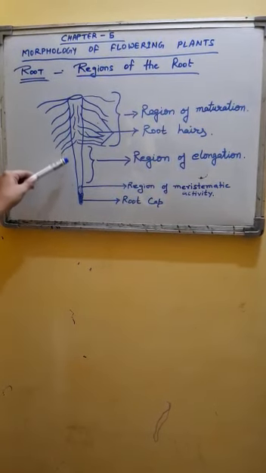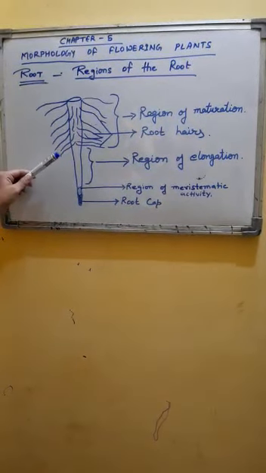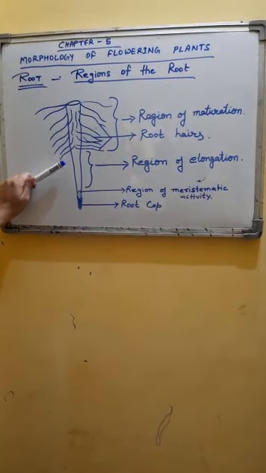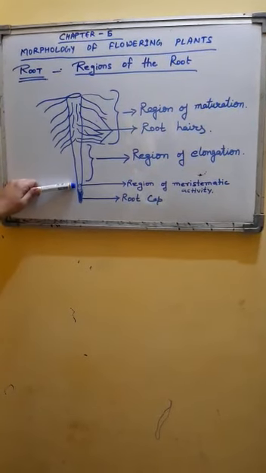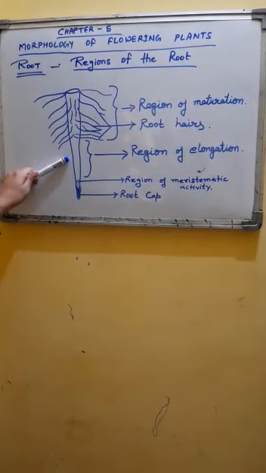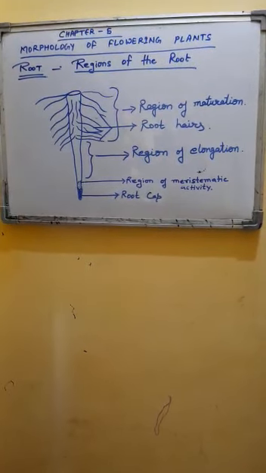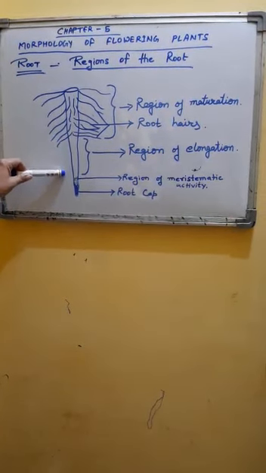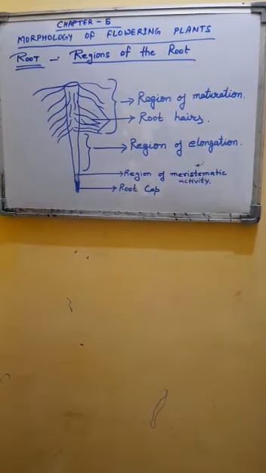After that part is called region of elongation or elongation zone. Here the cells undergo rapid elongation. The meristematic region develops new cells, and those new cells show rapid growth and elongation, which results in increase in the root length. So basically this part of root is responsible for the growth of root in terms of length. So this is called region of elongation.